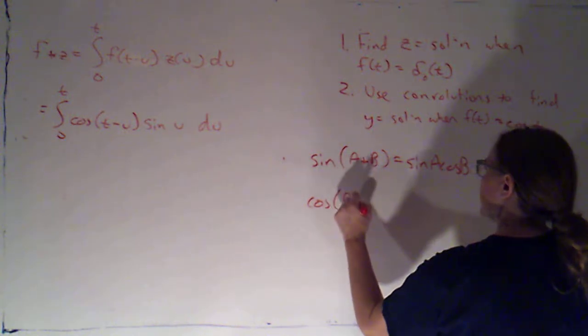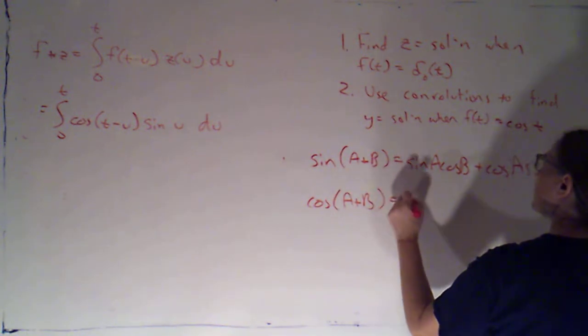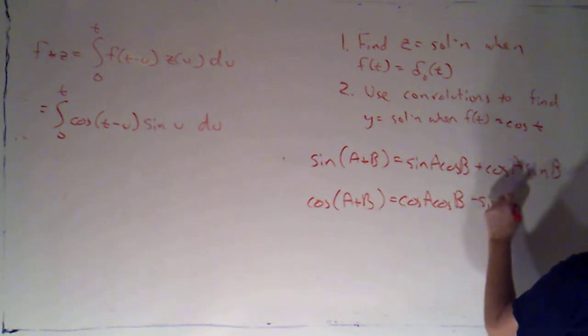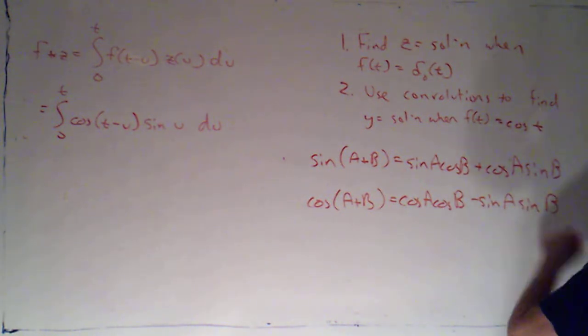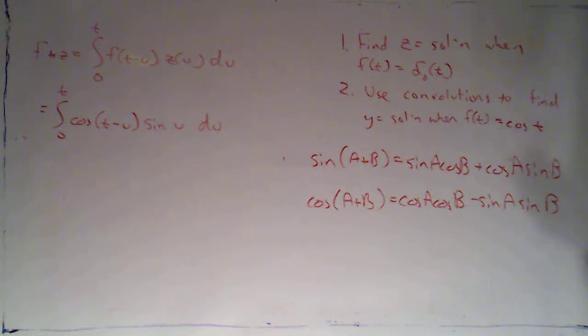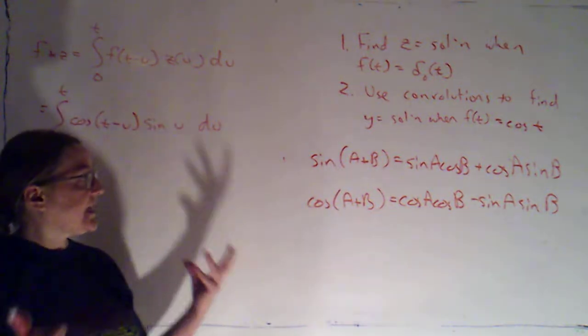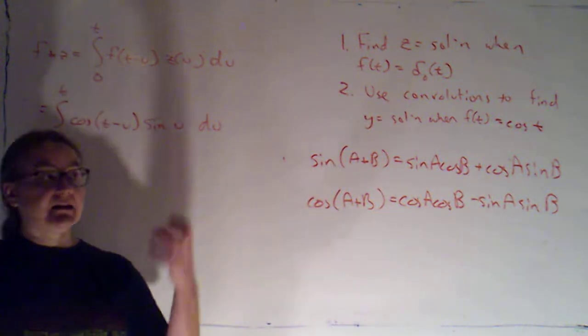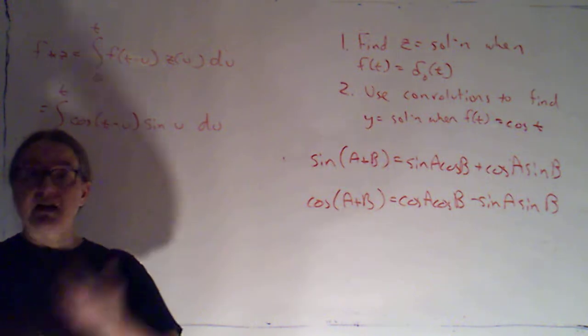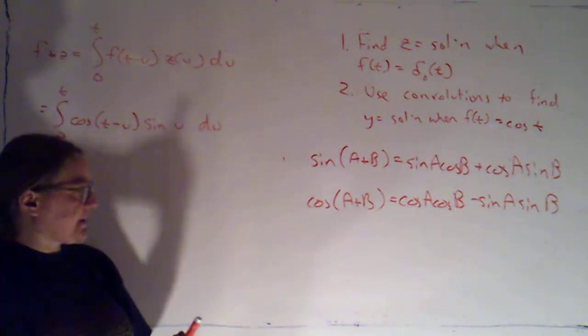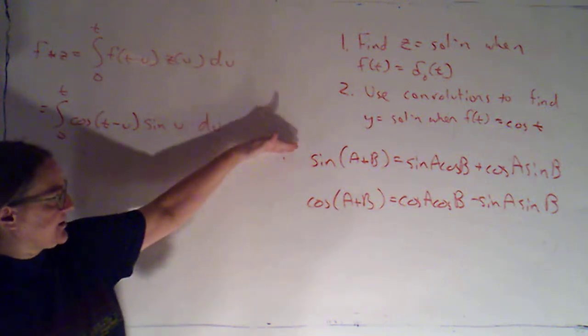Cosine of a plus b is cosine a cosine b minus sine a sine b. Good formulas to know. Now, basically this says that both sine of a plus b and cosine of a plus b can be built out of four functions: sine and cosine of a, and sine and cosine of b. So if I know those pieces, I can put them together to build sine of a plus b and cosine of a plus b.